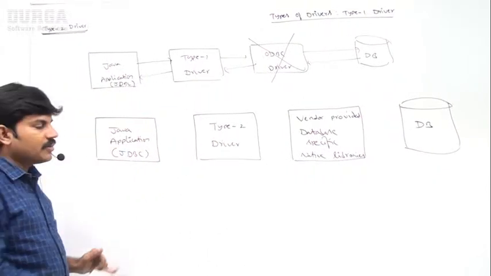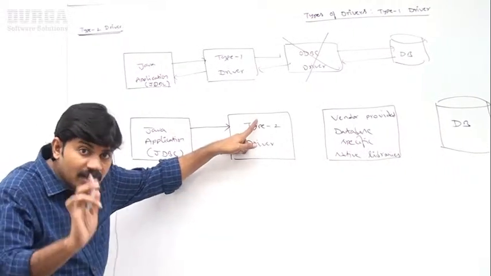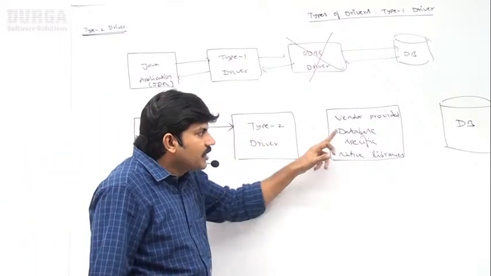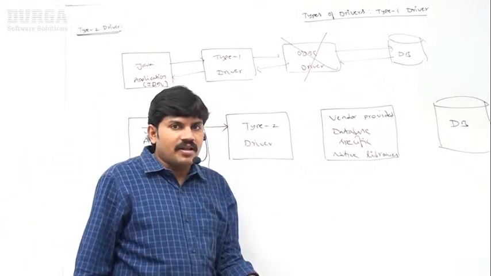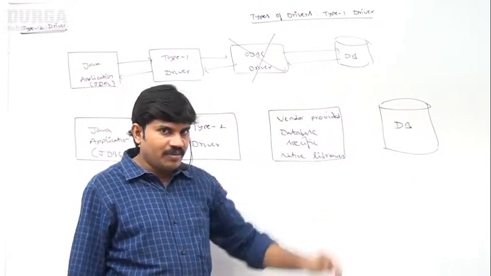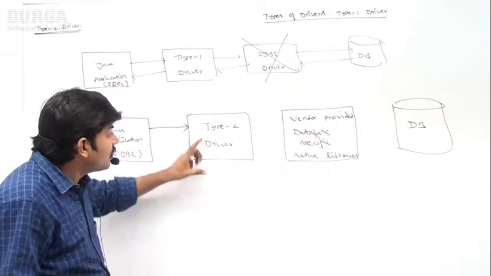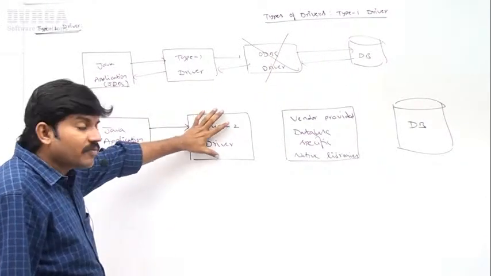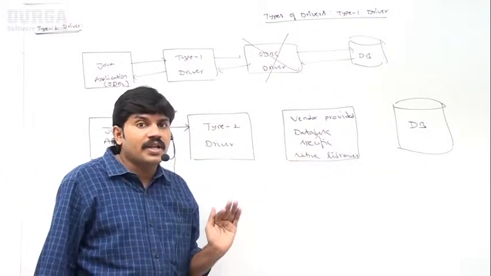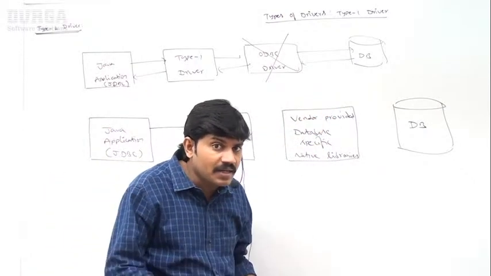The Java application communicates with the type 2 driver. The type 2 driver converts JDBC calls into database specific native library calls. These calls can be understood directly by the database. Remember this one, sir. The type 2 driver converts JDBC calls into database specific native library calls. These native library calls can be understood directly by the database.